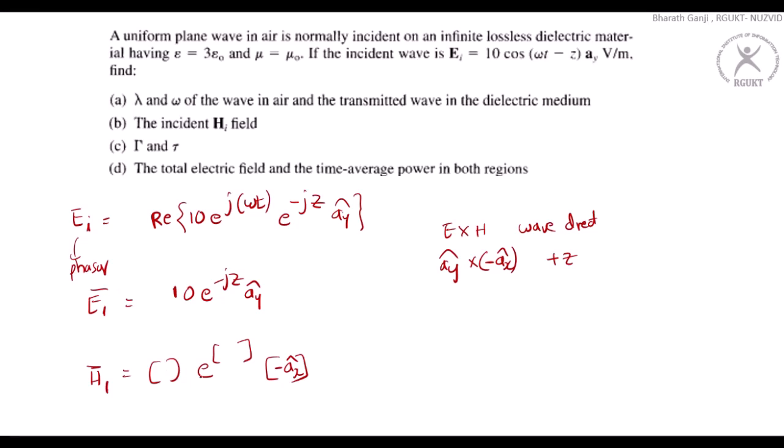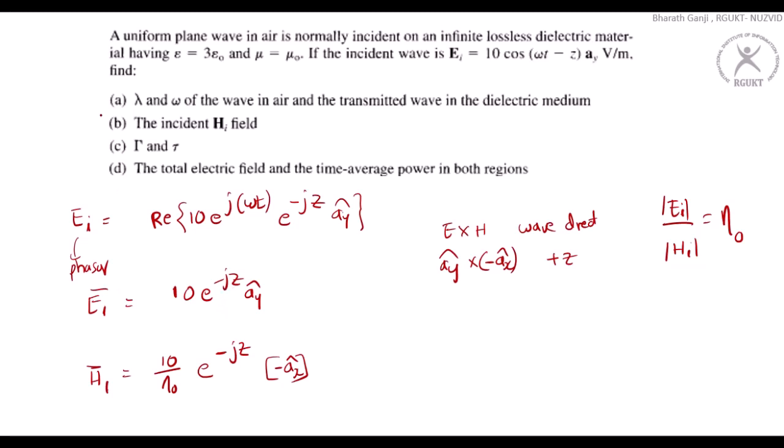Any field we usually have to fill these three blanks. So what about the magnitude? We know that the magnitude of electric field divided by the magnitude of the magnetic field is equal to the intrinsic impedance eta naught. So the magnitude of this one is the magnitude of electric field divided by eta naught. And what about this factor? Because it is an incident wave, electric and magnetic field should have the same phase, e power minus j factor. So this is your incident magnetic field.